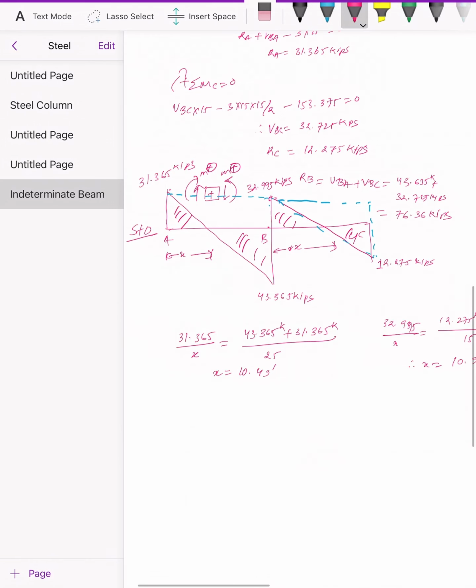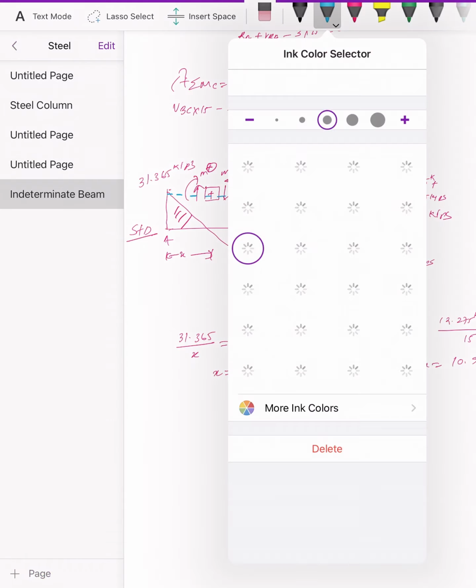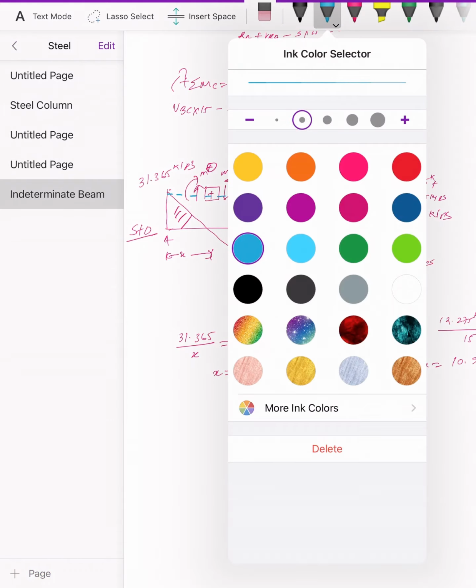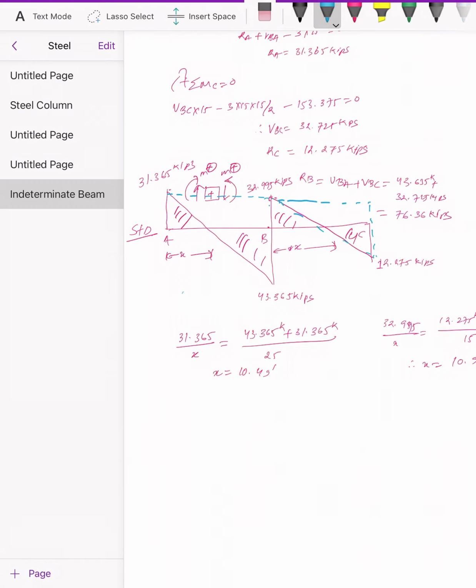So let's go ahead and compute this area. My god, no place to write, so let me... okay, this little area is going to be half base, it's 10.49, times the height, 31.365. That's going to be 164.5.